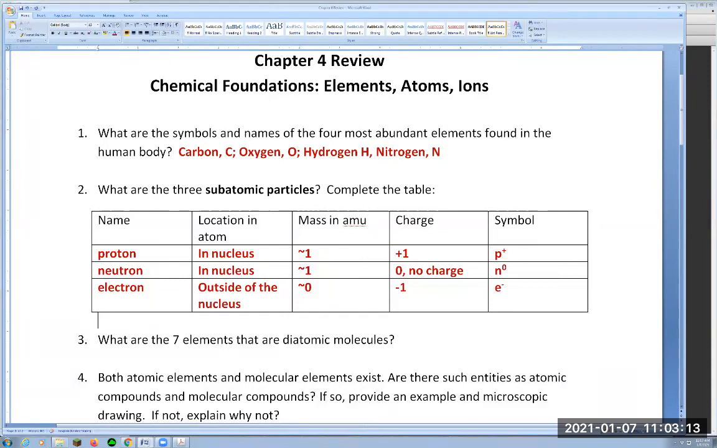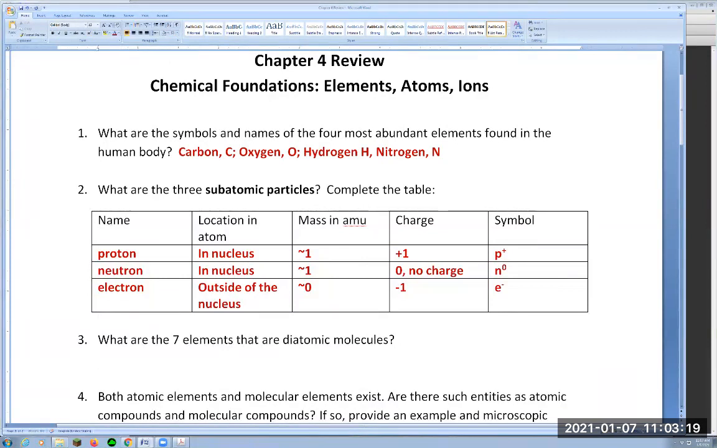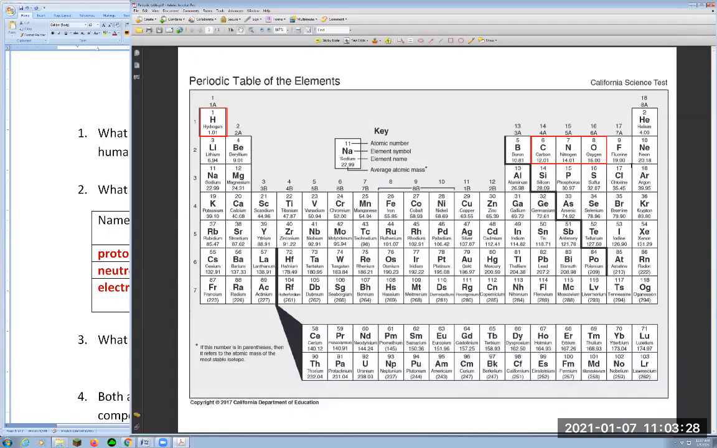Let's go over question 3. What are the 7 elements that are diatomic molecules? So elements are made of one kind of atom, so one kind of symbol. If you look at the periodic table, this is called the periodic table of the elements. So they are all listed there, and there are no other elements than these. About 118, if you look at the numbers.